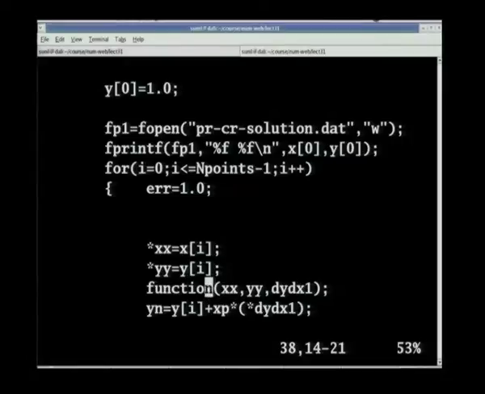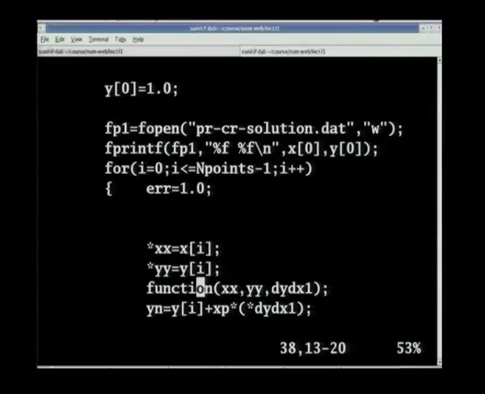I evaluate the function here, so I get the derivative at that point. If I pass to this function the x value and the y value, it returns the derivative. So this is general. Right now I am doing it for dy by dx equal to minus 2y, but if I want to do this program for a different differential equation, I can do that.